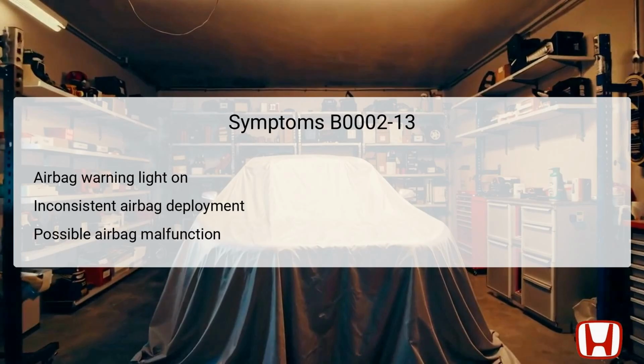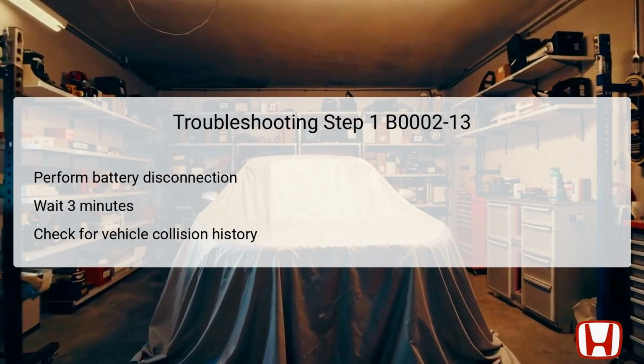The first step in troubleshooting DTC B0002-13 encompasses crucial safety procedures, primarily starting with the disconnection of the vehicle's 12-volt battery. This step is essential because it minimizes the risk of accidental airbag deployment while performing inspections. After disconnecting the battery, you should wait at least 3 minutes for any residual charge to dissipate, ensuring that the system is entirely safe to work on.